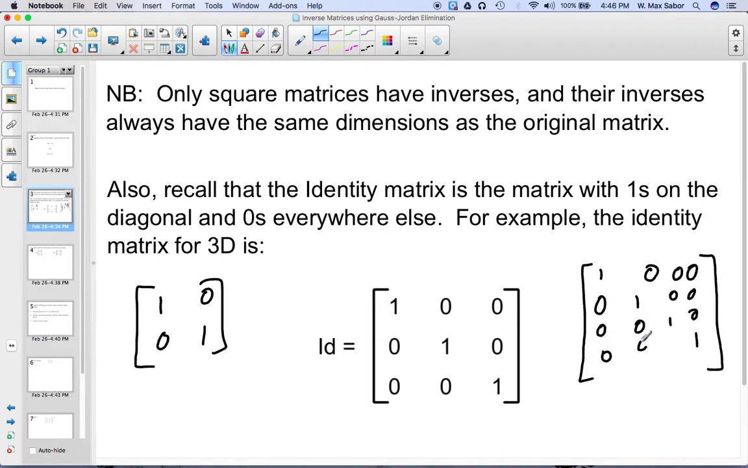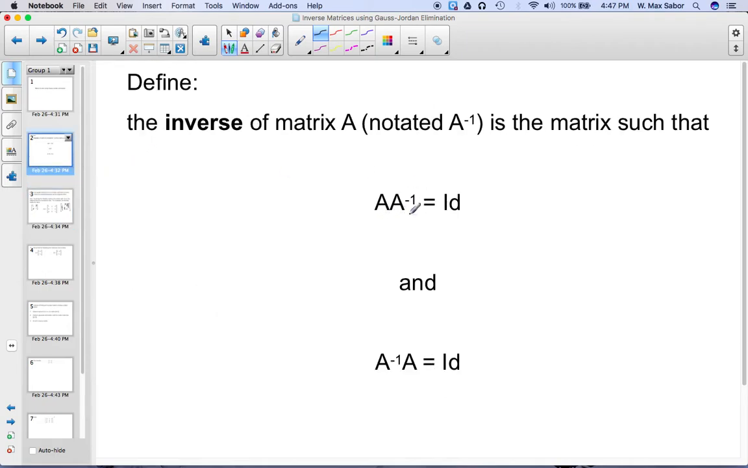Also at the top, you should note that only square matrices have inverses. You can figure that out using the dimensional properties of matrix multiplication: the number of columns in the first matrix has to match the number of rows in the second matrix, which means that the only way for it to work both ways, whether you multiply A times A inverse or A inverse times A, and get the identity, is if both matrices have the same dimensions both ways. So we can only find inverse matrices of square matrices.